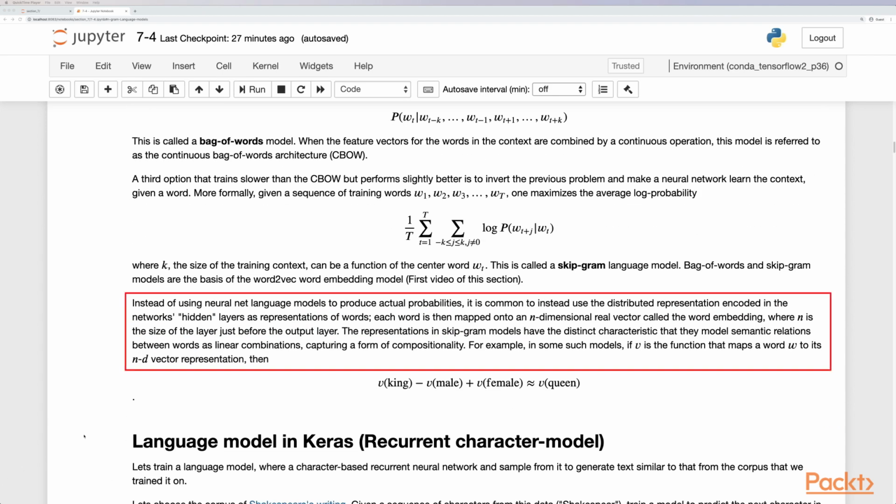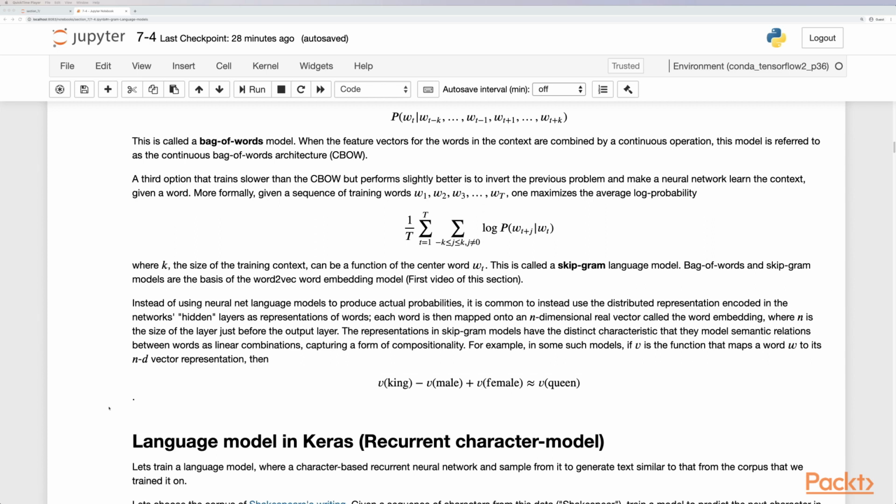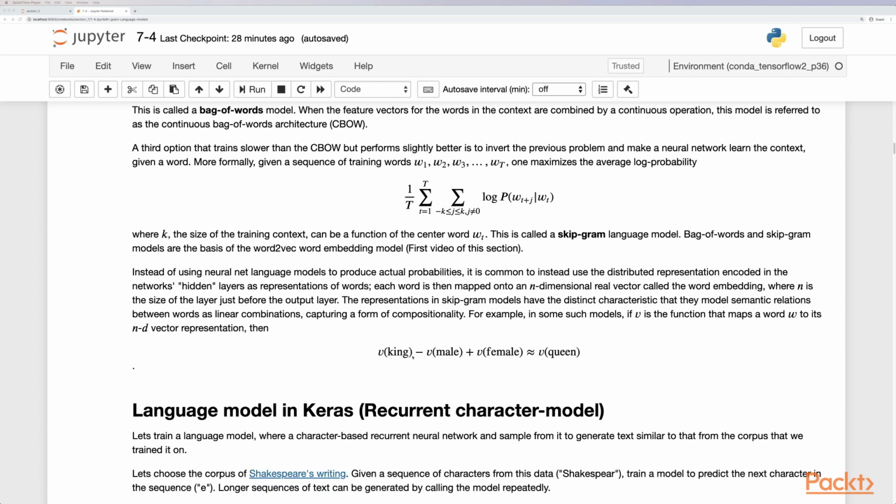Instead of using neural net language models to produce actual probabilities, it is common to instead use the distributed representation encoded in the network's hidden layers as representations of words. Each word is then mapped to an n-dimensional real vector called the word embedding, where n is the size of a layer just before the output layer. The representations in these models have a distinct characteristic: they model semantic relations between words as linear combinations, capturing a form of composability. For example, in some such models, if v is the function that maps a word to its n-dimensional vector representation, then as we saw in the first video, the vector representation of king minus male plus female is approximately queen.